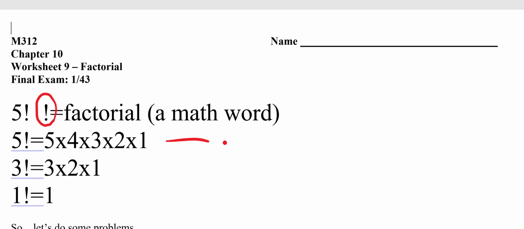5 factorial is basically that number times the number before it, times the number before it, all the way down to 1. So 5 factorial is 5 times 4 times 3 times 2 times 1. 3 factorial is 3 times 2 times 1. And 1 factorial is just 1. If you go any lower, you can't do a negative, but 0 factorial, by definition, is 1. Don't really need to know that. What you need to know is that it goes down with multiplication.